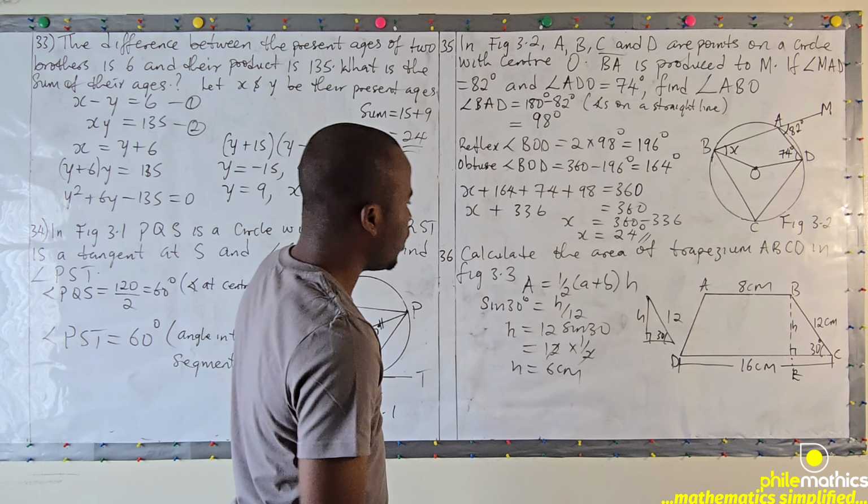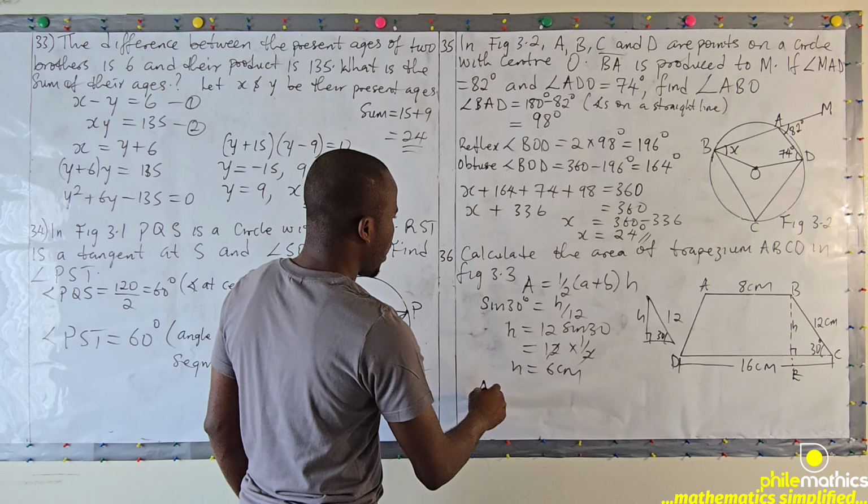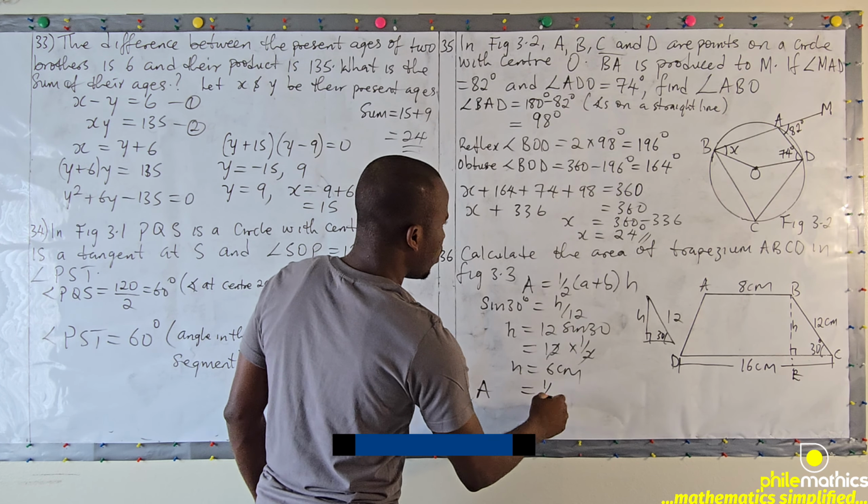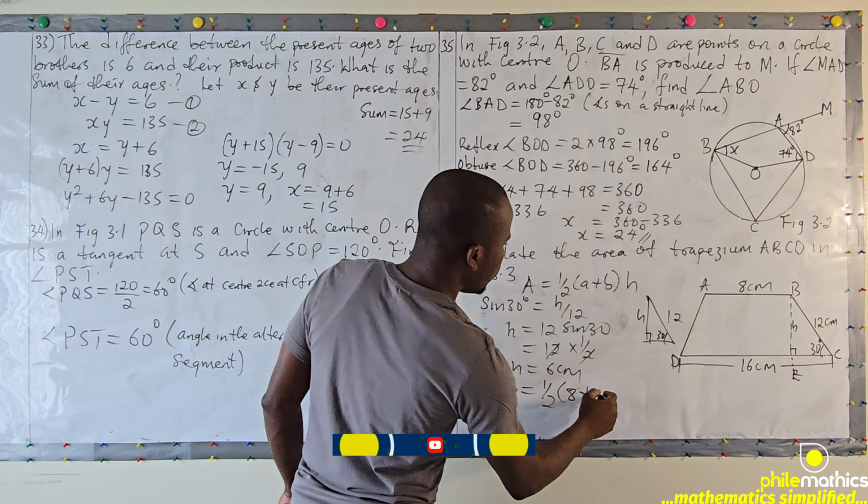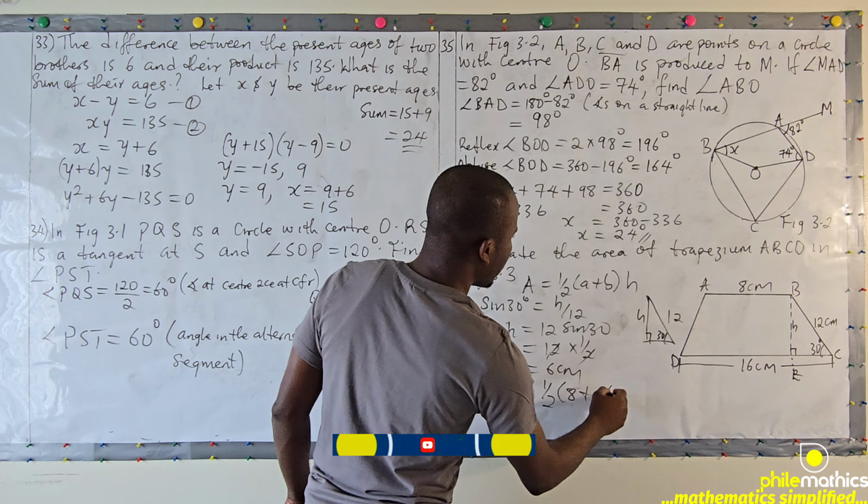Now, since we have gotten H, we can look for the area, which is half. A is 8, B is 16, and height is 6. 2 can divide 6 three times. 8 plus 16 is 24, and 24 times 3 is simply 72 centimeters square.